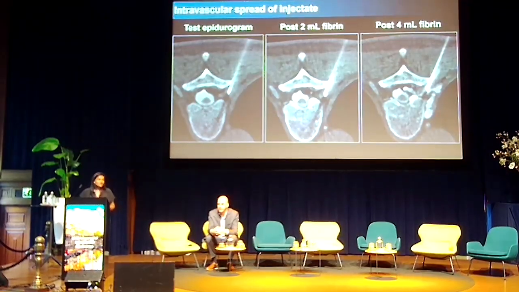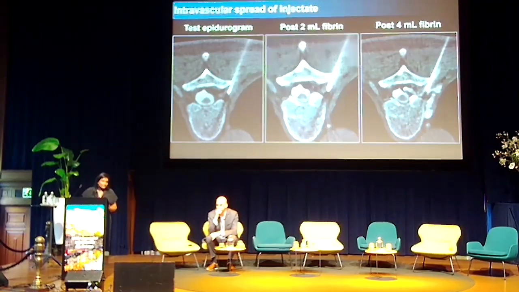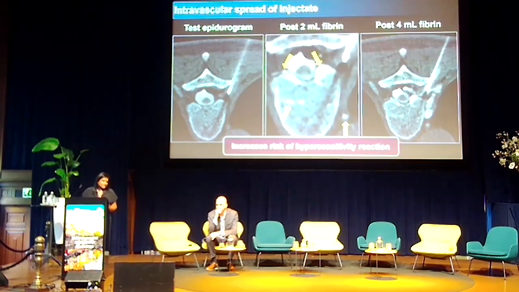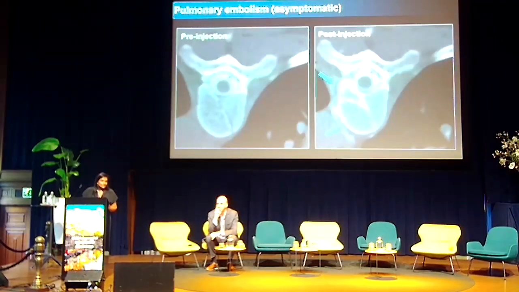Intentional intravascular injection of fibrin is not something that we advocate for. That's why we always do test epidurograms with air and contrast. But sometimes you can have some fibrin in the vascular system. So this was after 2 mils. We see that there is actually some filling of the basivertebral vein, and also you can see some venous filling there. And that does increase the risk of a hypersensitivity reaction in the future. And you can also get pulmonary embolism from that. I've only noticed this once. Mark has noticed this a couple of times, but these have been asymptomatic.